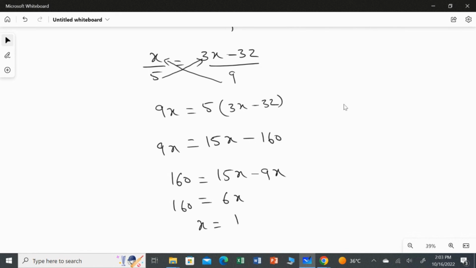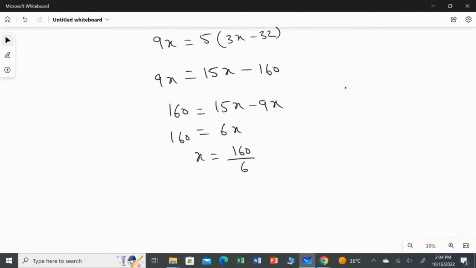Therefore, x is equal to 160/6. Clear? Now you have to divide 160/6. 160 divided by 6 gives you 26.66. So the value of x we got here is 26.666. I'm going to take only 2 digits, 26.67.